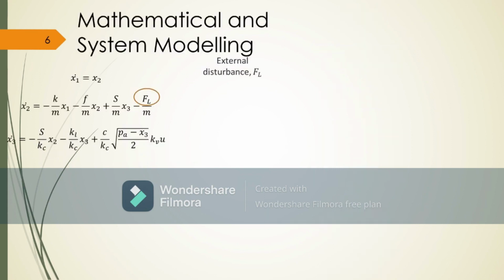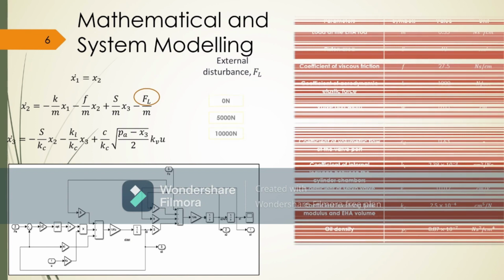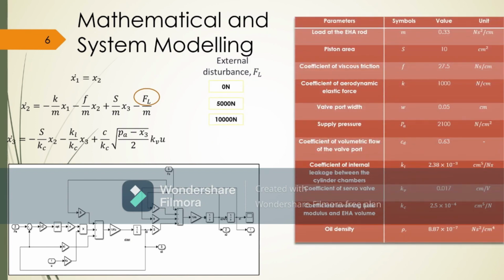As I mentioned before, this project started with mathematical system modeling. These are the equations of the EHS system. This project is developed using MATLAB simulation. The figure below shows the modeling of the EHS system. The external force, which is FL, presented in a second order equation, is injected with three different values, which are 0 Newton, 5000 Newton, and 10,000 Newton. The table shows the parameters of this equation.